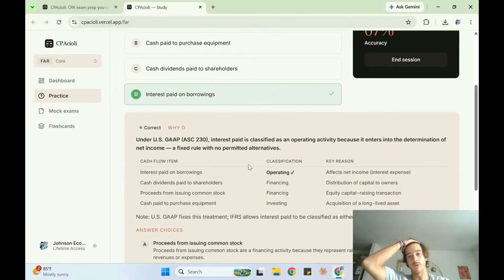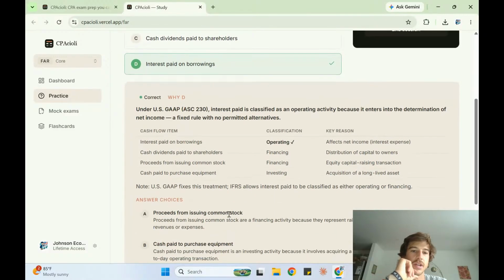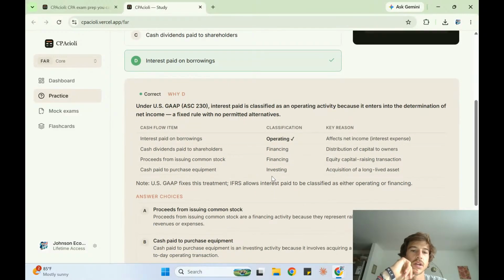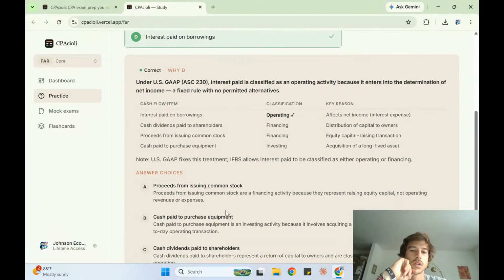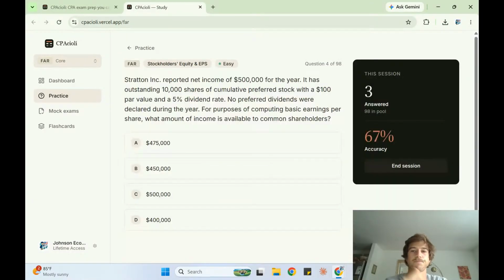Interest paid is an operating activity because it enters into the determination of net income, a fixed rule with no permitted alternatives. Cool. And yep, those were financing and then investing. Cool. Awesome.